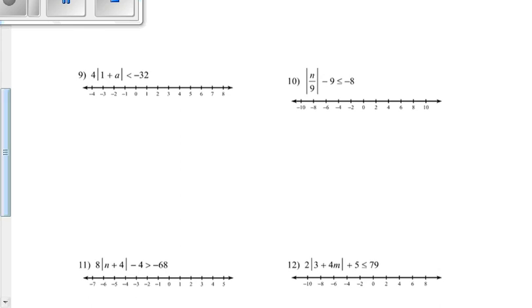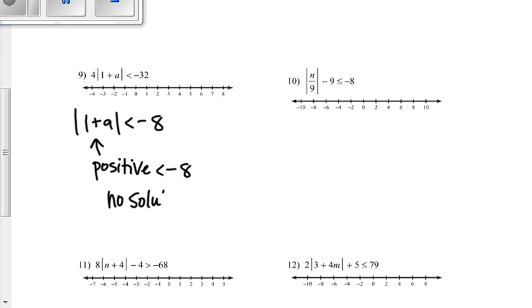Number 9, I'm going to start off by dividing both sides by 4. So as I rewrite, I'm going to go ahead and do that. Absolute value of 1 plus a is less than, and then that would be -8. Okay, so think about this. Positive, because it's the absolute value. Is a positive number ever going to be less than a -8 or a negative number? This will never happen, so this is no solution, and we are not going to shade anywhere on our number line because no numbers work.